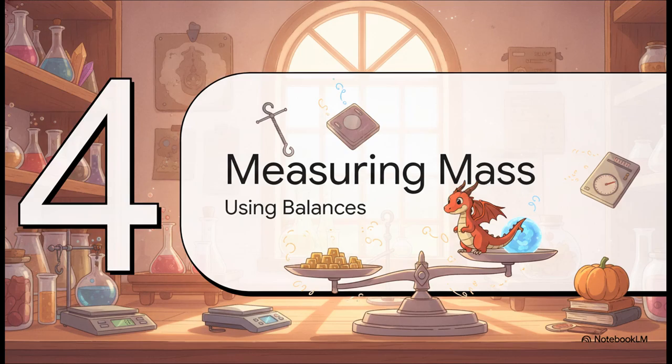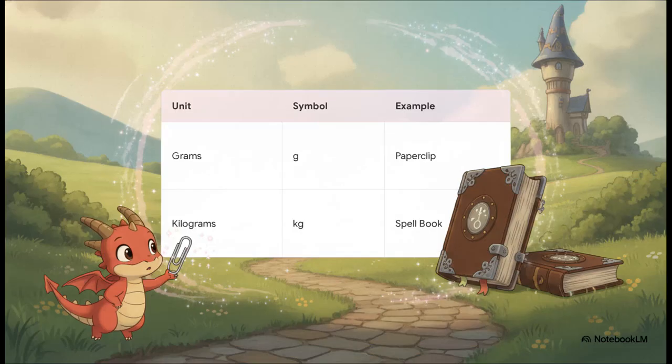Okay, part 4, measuring mass with balances. In science, we generally measure mass in grams, which we write as a little g, and kilograms, which we write as kg. So what does a gram actually feel like? Well, imagine holding a single small metal paperclip right in the palm of your hand. You know, that tiny feather-light feeling? That is about 1 gram.